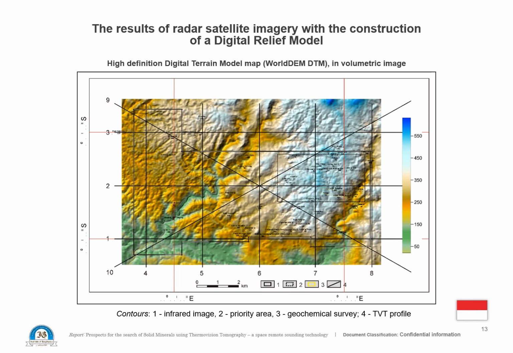A high-precision digital terrain model has been compiled. The relief emphasizes the morphology of the structures, which retains its shape at shallow depths. Morphostructural analysis of the digital relief model allows us to trace the local drift of ore elements.